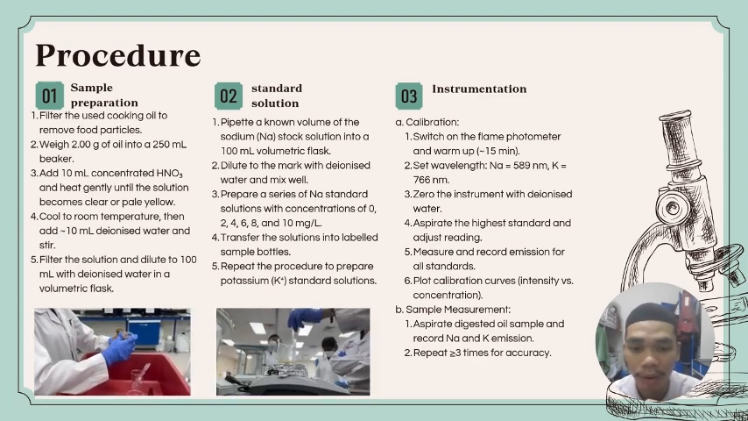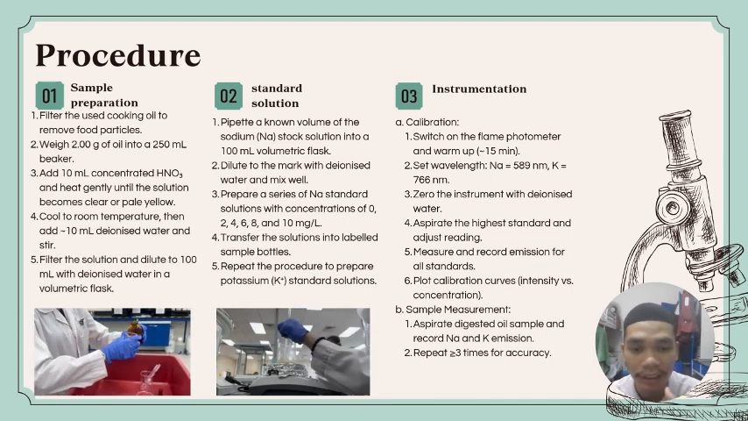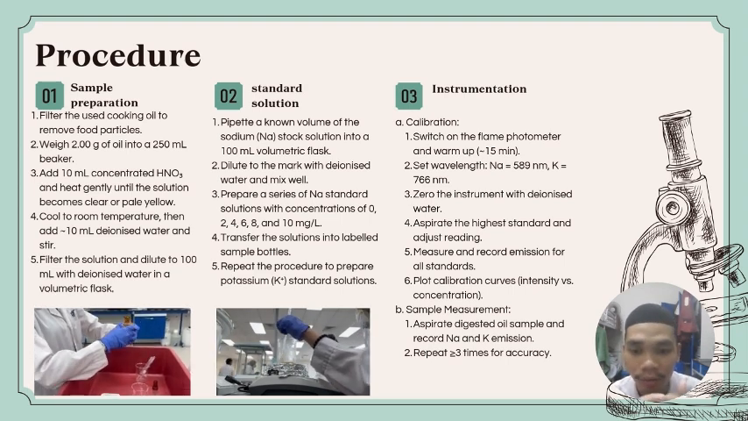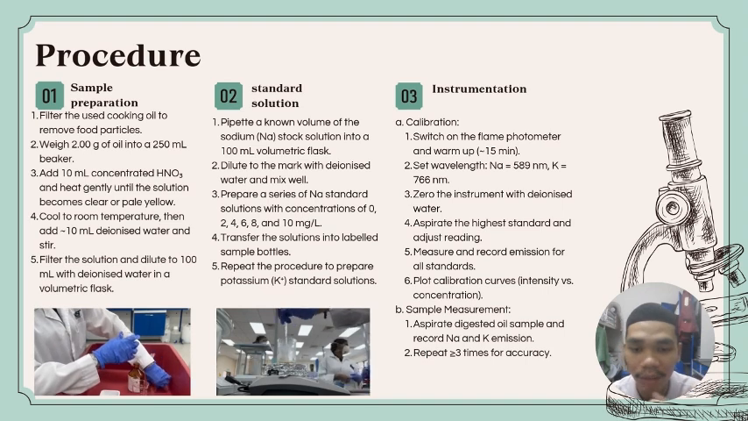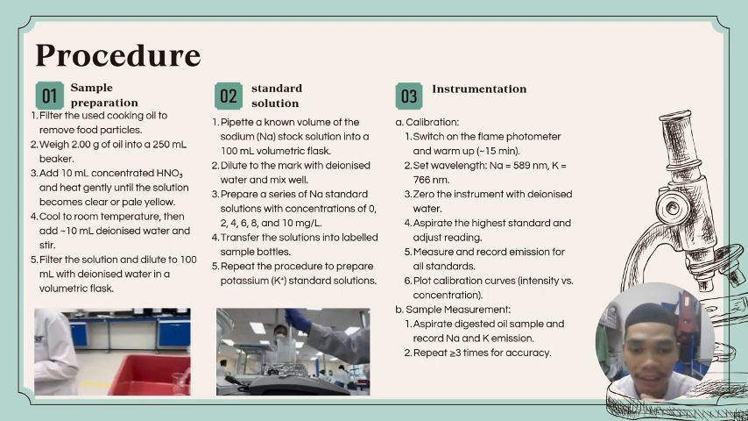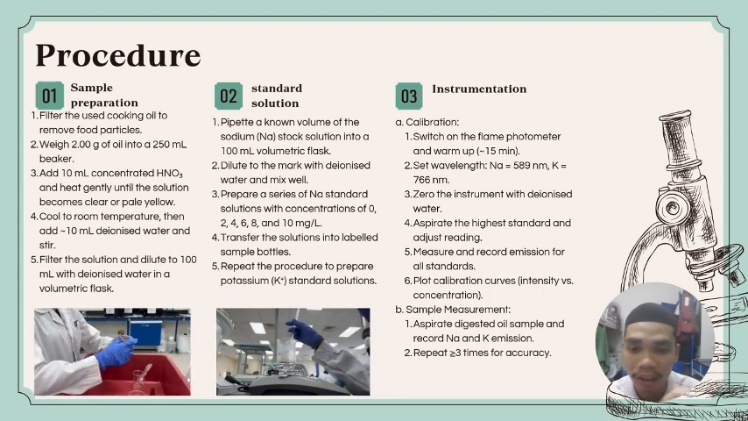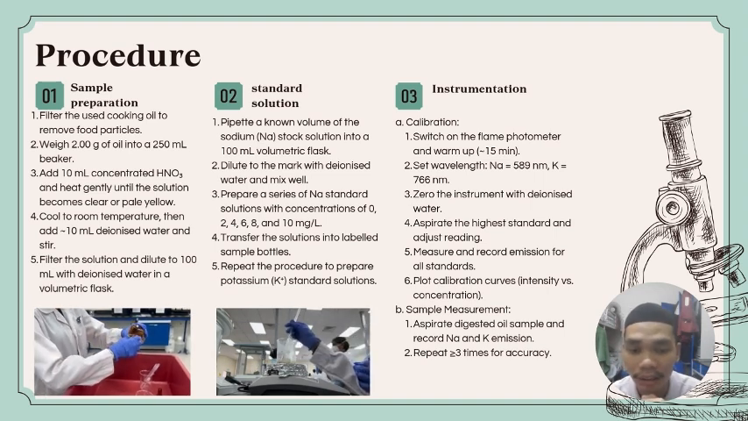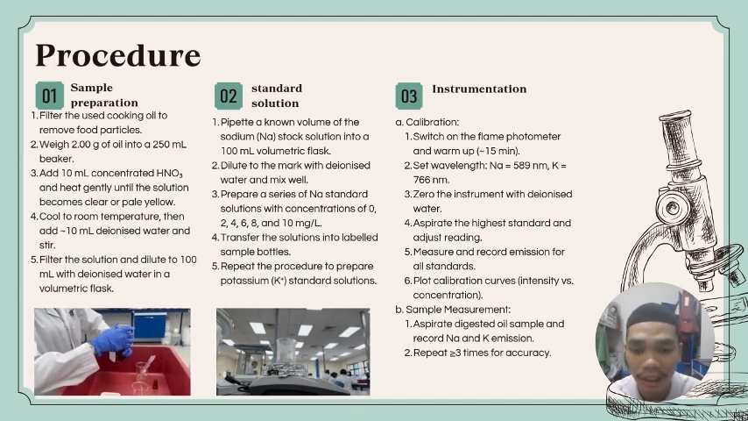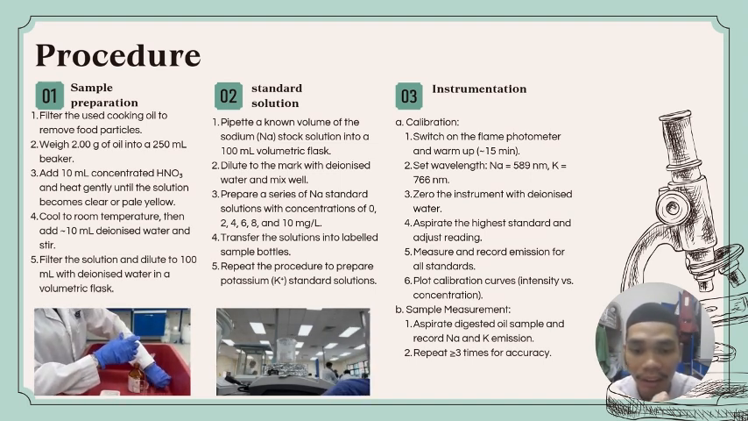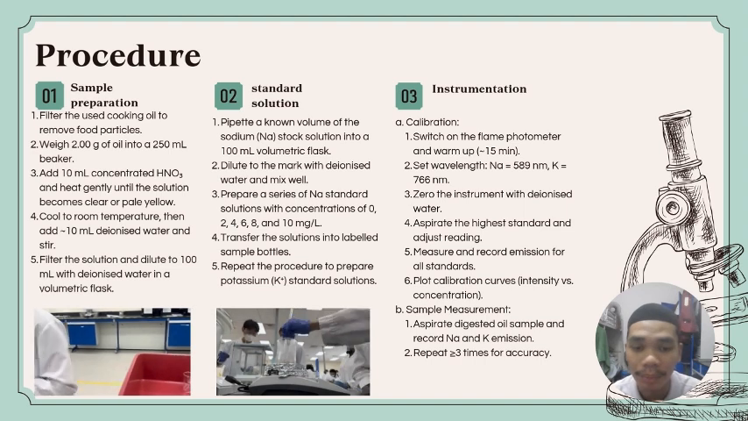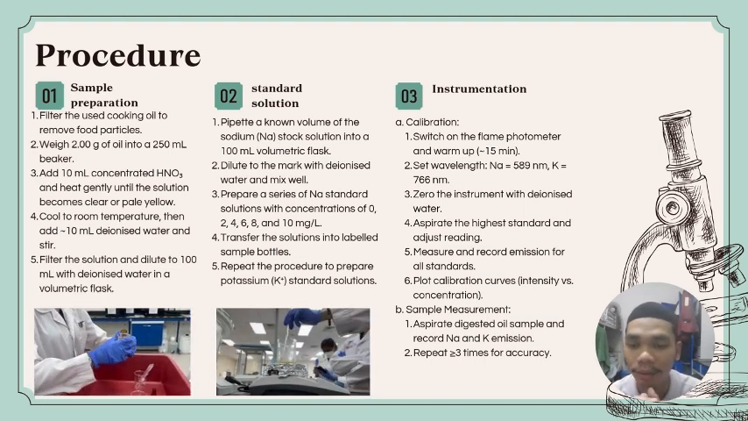Warm up the flame photometer for about 50 minutes and set the wavelength to 589 nm for sodium and 766 nm for potassium. Zero the instrument with deionized water and adjust with the highest concentration standard, and measure all standards to plot the calibration curve. Finally, aspirate the digested oil sample and record the emission intensities for sodium and potassium, repeating each measurement at least 3 times for accuracy.